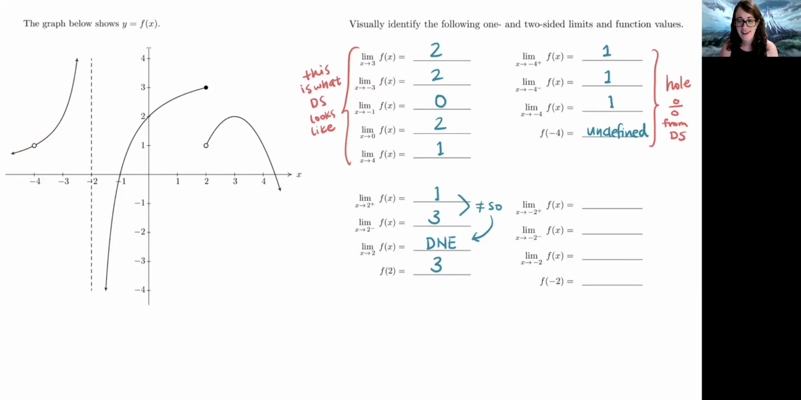Okay, our last set is looking at what's happening at x approaching -2. So that's right here where we have this vertical asymptote. Okay, so x approaching -2 from the right-hand side. So that's from this direction.